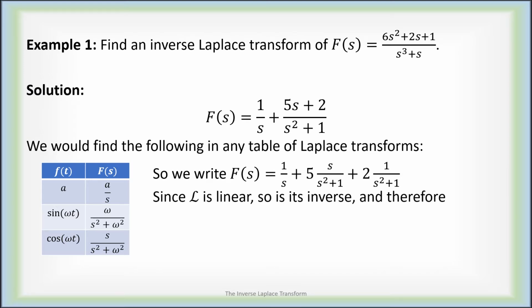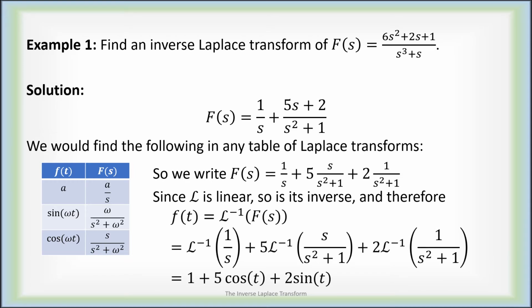Since the Laplace transform is linear, so is the inverse Laplace transform. Therefore, I can take an inverse of all of this. Since it's linear, I can find an inverse Laplace transform of 1 over s, 5 times an inverse Laplace transform of s over s squared plus 1, and 2 times an inverse Laplace transform of 1 over s squared plus 1. Here, if a is 1, 1 over s has inverse Laplace transform 1.